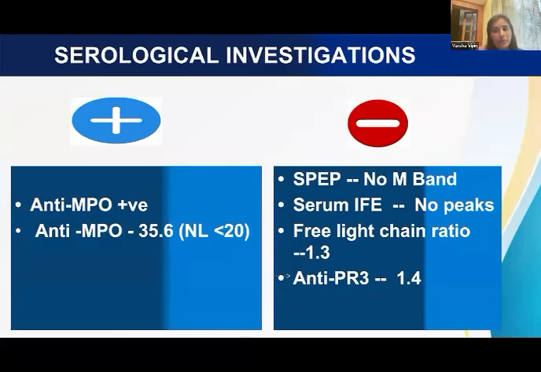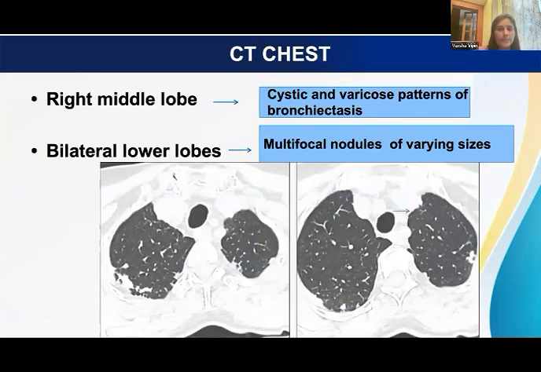By the time we got the report of the renal biopsy, the serological investigations which we sent were also available. Anti-MPO was detected to be 35.6, which is significantly high. As she had a raised ESR, we also did a protein electrophoresis workup, which was negative. Anti-PR3 was also within normal range.